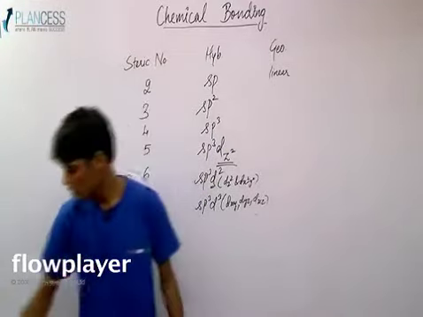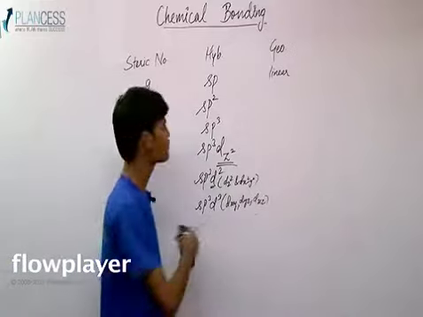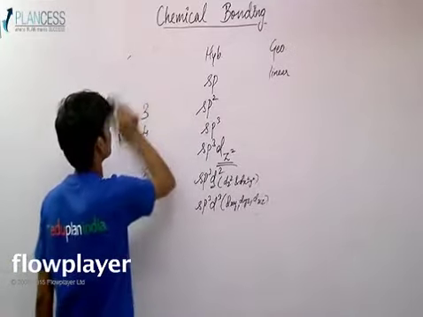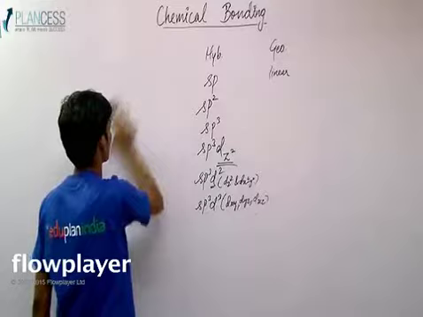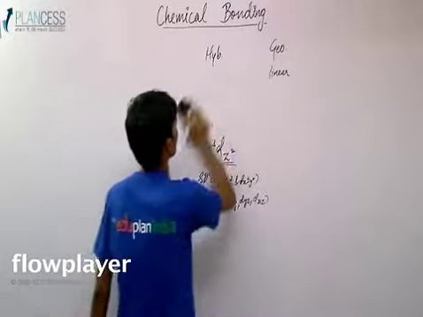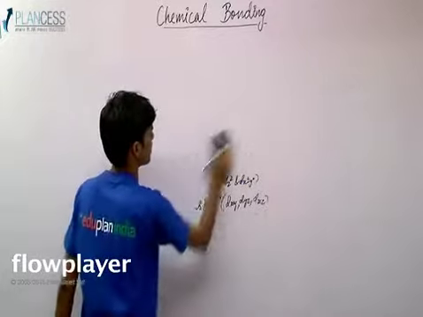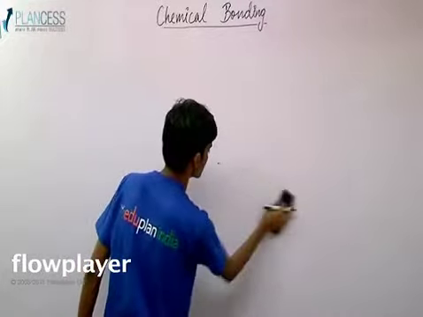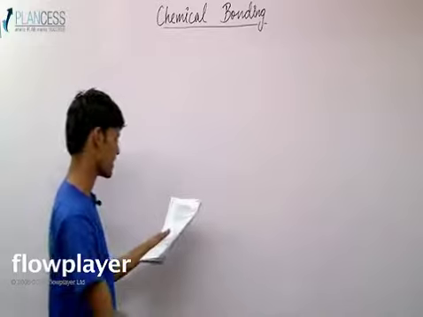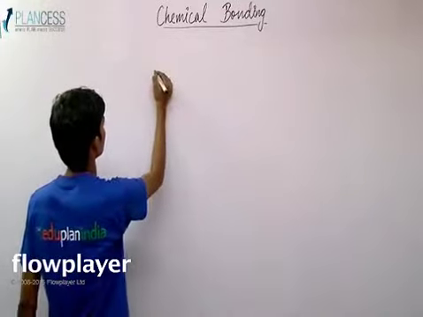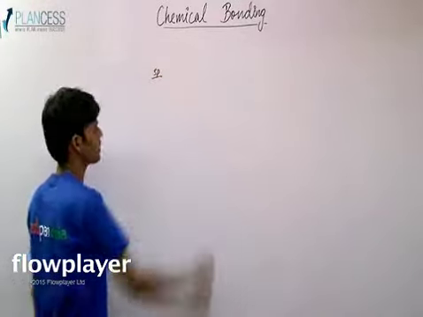Now we will talk about the individual hybridizations. First we will talk about sp, then sp2, and I will take some examples on each of these to explain how the hybridization takes place. So let us first start with sp hybridization, which, as I said, has a steric number of 2.